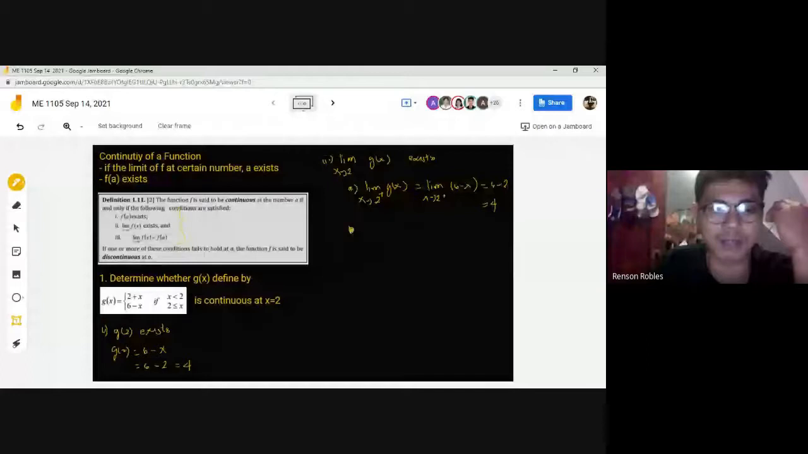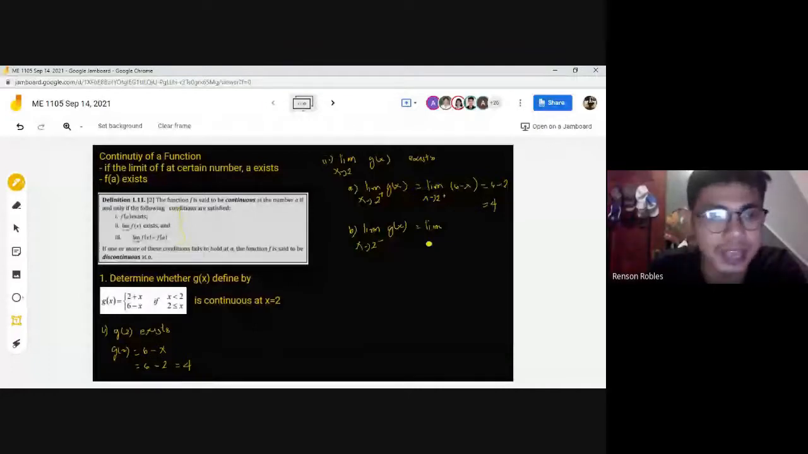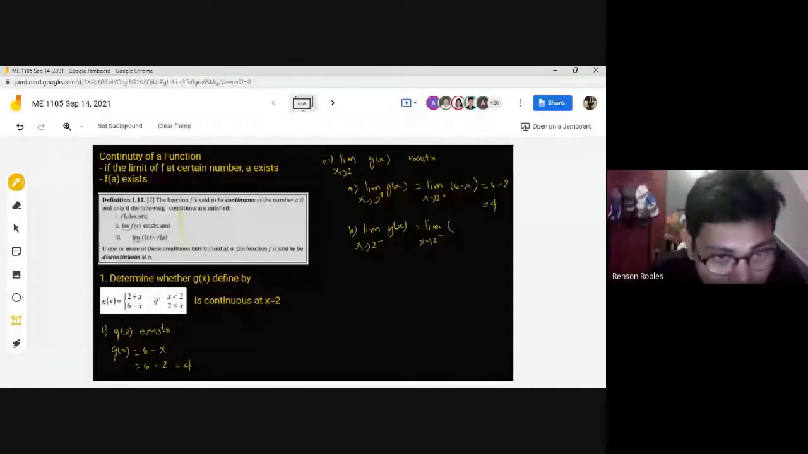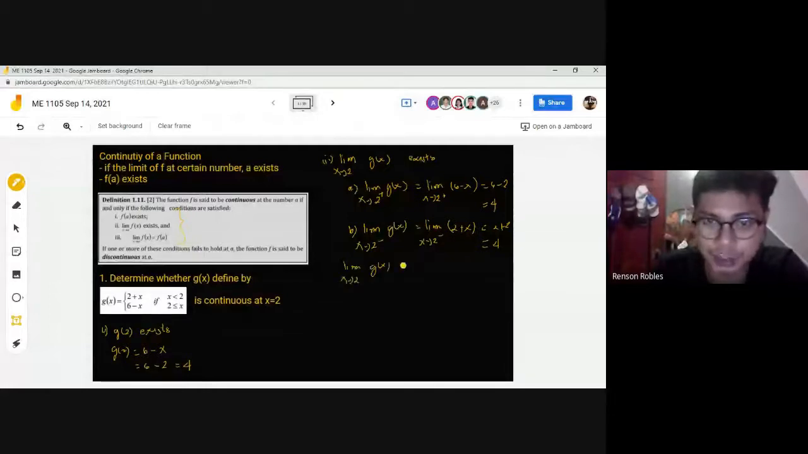Letter B. We have to show that the limit of g of x as x approaches 2 from the left will exist. If you are coming from the left, we're going to use 2 plus x. And this is equal to 2 plus 2 equals 4. And then you can now say that the limit of g of x as x approaches 2 exists and is equal to 4.